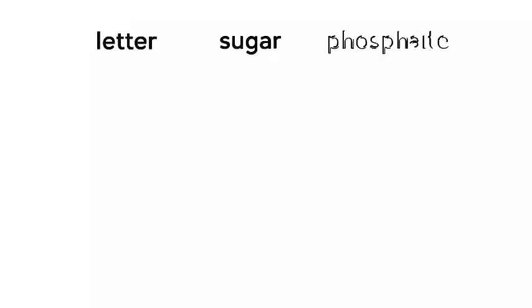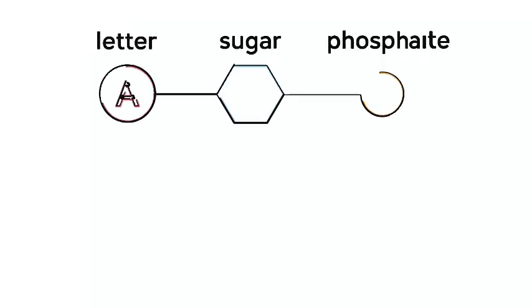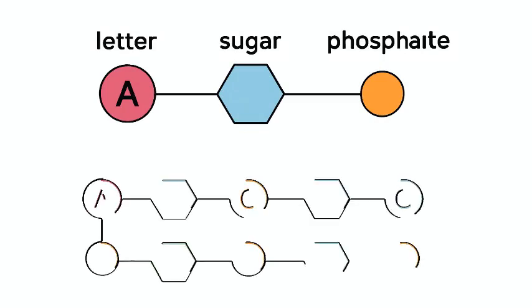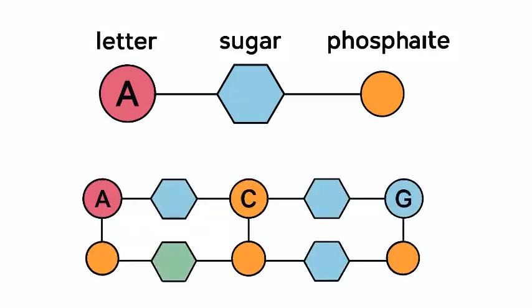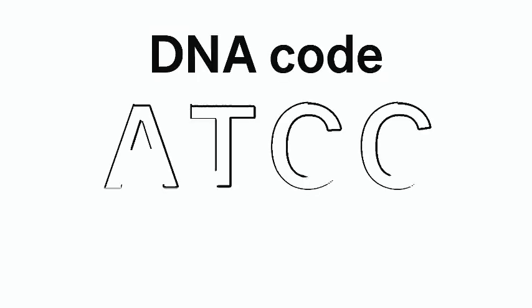A single unit of letter plus sugar plus phosphate is called a nucleotide. DNA is just a long chain of these nucleotides, arranged in a very specific order. That order is the code.